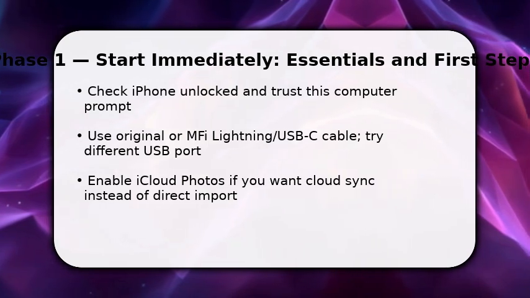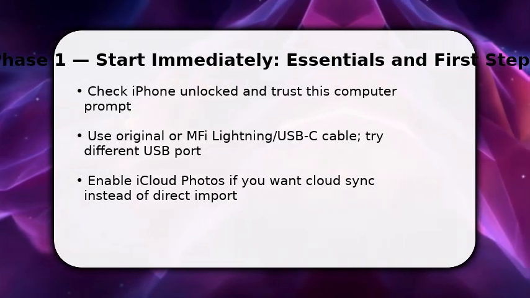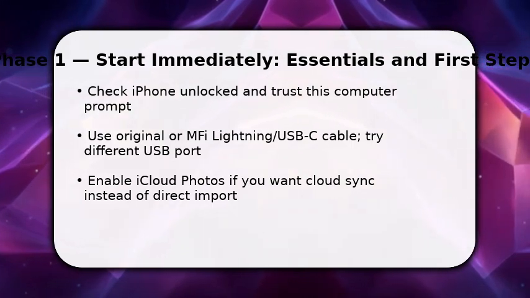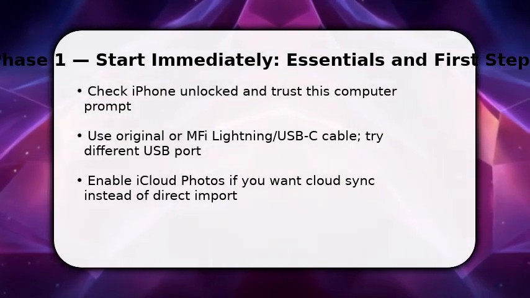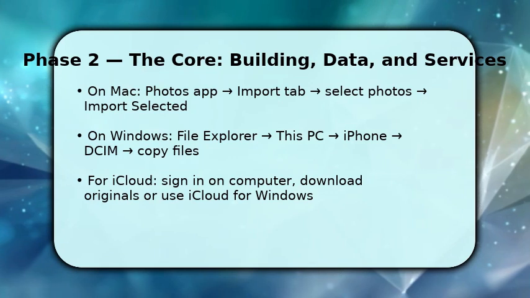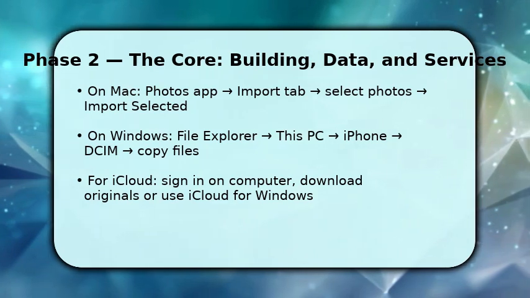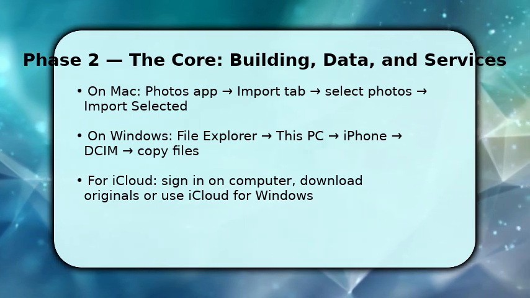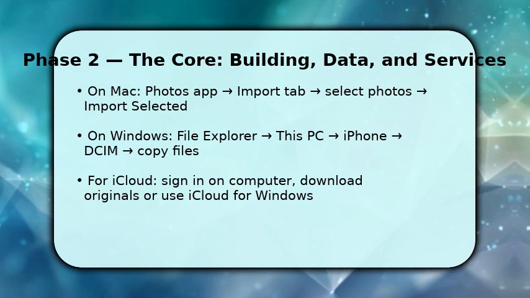Once connected, open the Photos app or File Explorer on the computer. Make sure the device appears. Now you're ready to choose which photos to import and where to save them. Once the device is visible, on a Mac, open Photos and go to the Import tab. Select the items you want and choose Import Selected, which preserves metadata.